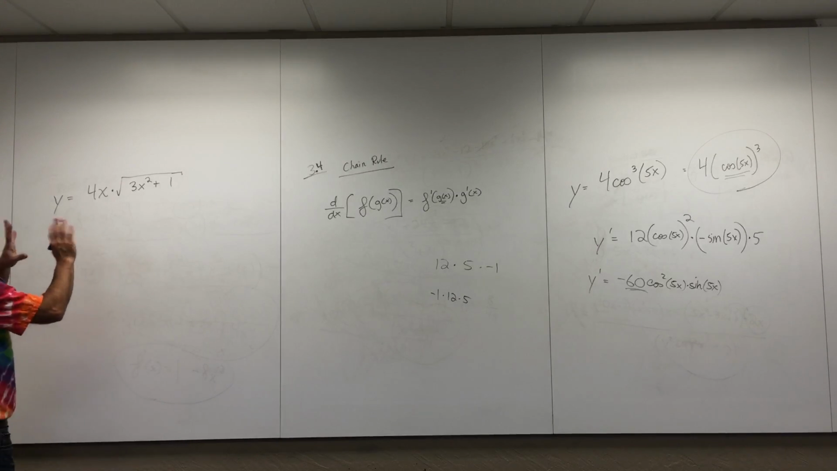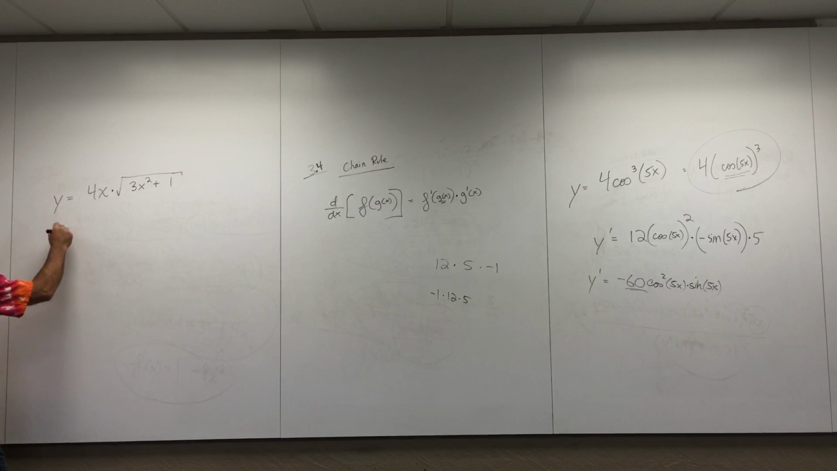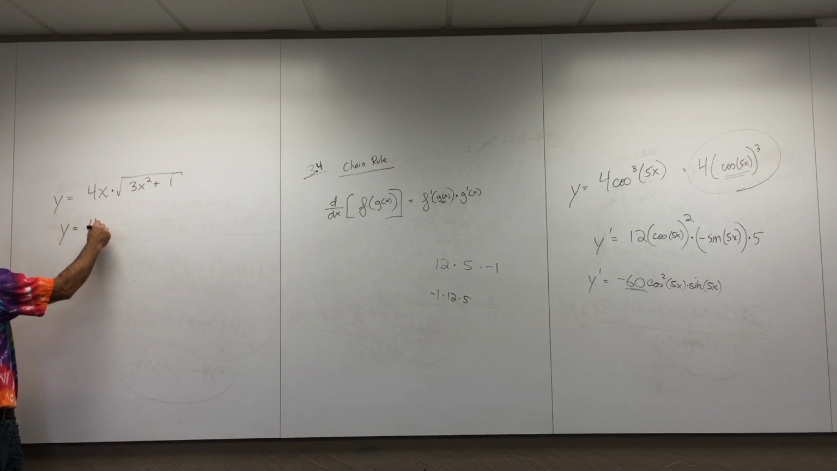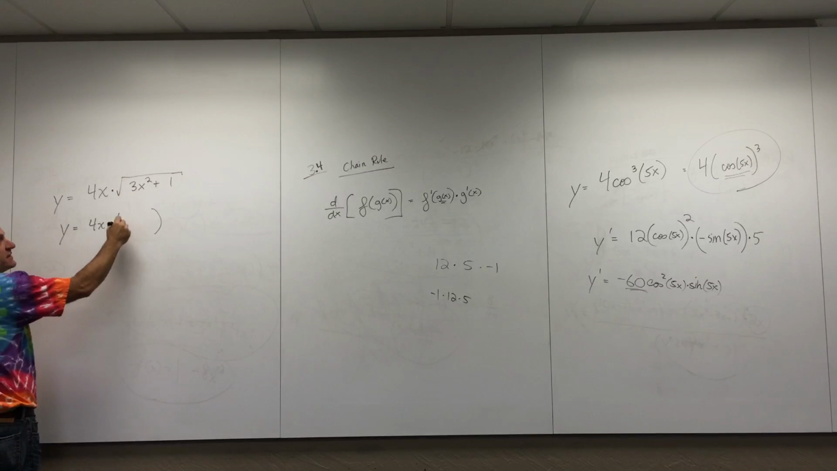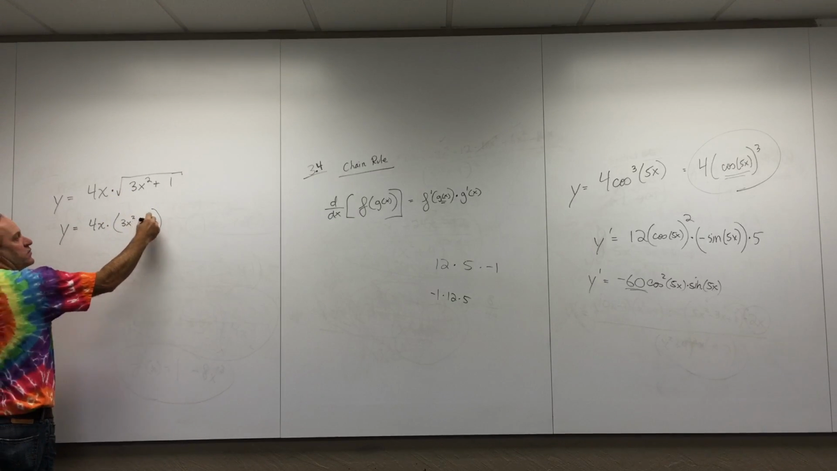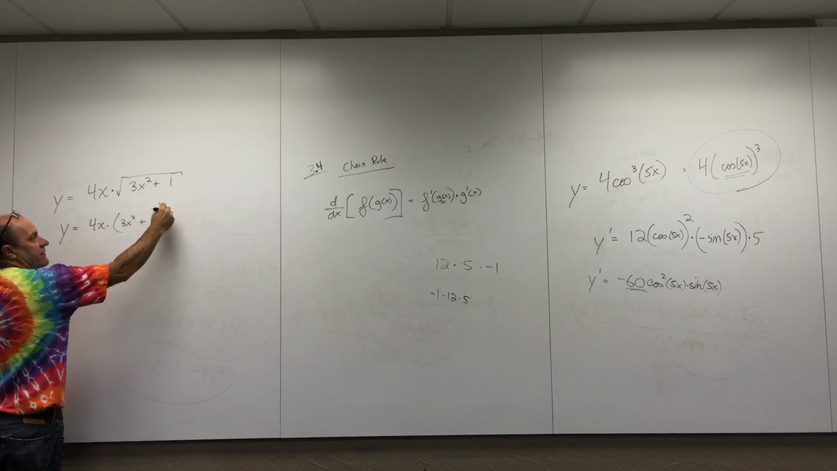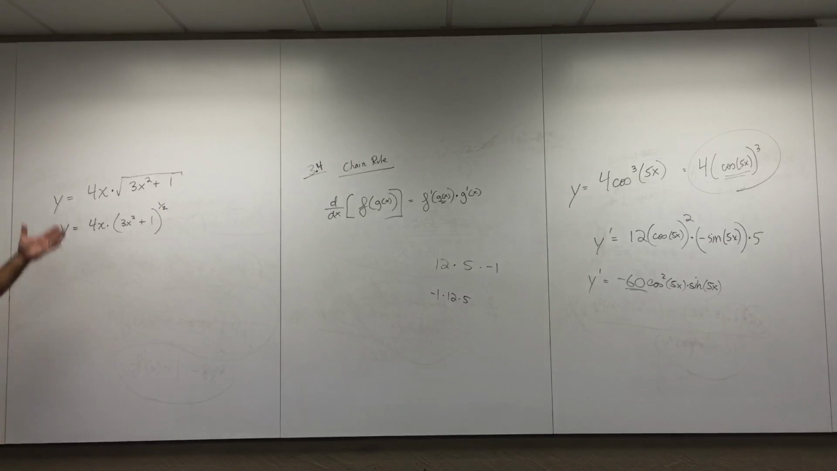Perhaps let's just do a little rewriting. We know what that is, but I want to just rewrite this. This is a 4x times, instead of writing that as a square root, I can write it as 3x squared plus 1 to the 1/2. Okay. We all do that, I guess. So now, there it is. So now I want to do the derivative.